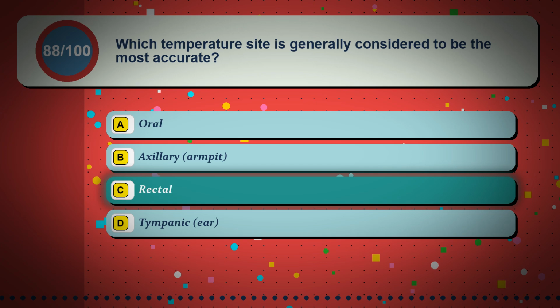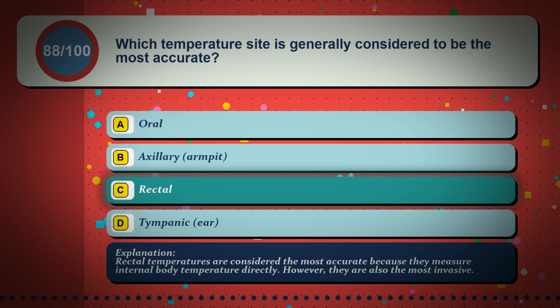The correct answer is option C. Rectal. Rectal temperatures are considered the most accurate because they measure internal body temperature directly. However, they are also the most invasive.